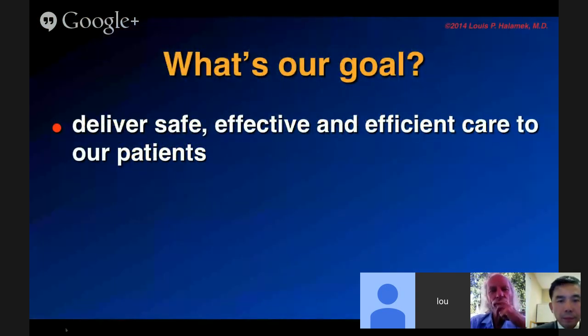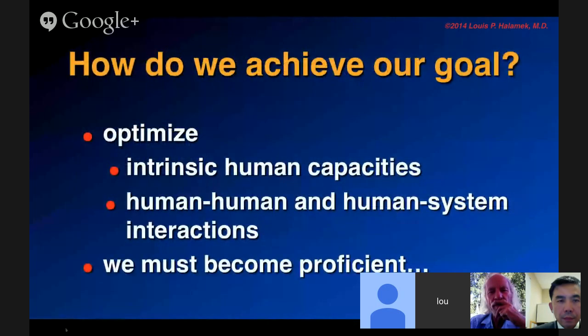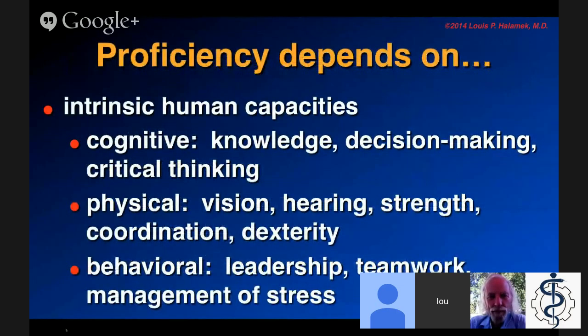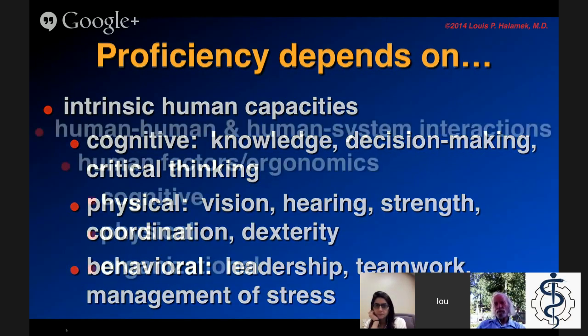Our goal in healthcare really is to deliver safe, effective, and efficient care to our patients. And in order to achieve our goal, we need to optimize our intrinsic human capacities and our human-human and human-system interactions, and therefore, we have to become proficient in these areas. When we think about our intrinsic human capacities, we think really about three major areas. The cognitive area involves content knowledge, decision-making, critical thinking. Our physical attributes include vision, hearing, strength, coordination, dexterity. And a behavioral component: our ability to lead, our ability to work as a team, and actually manage ongoing stress, not just the chronic stress that we all experience over time, but actually acute stress during difficult moments, say like resuscitation.